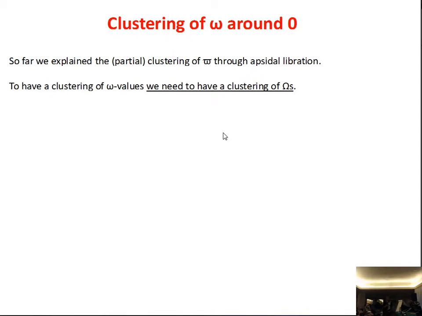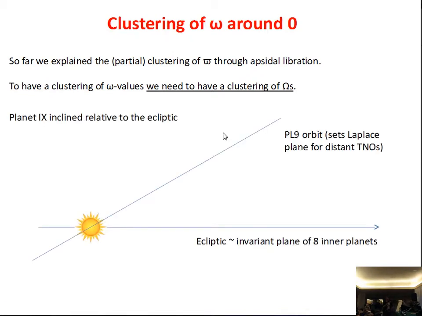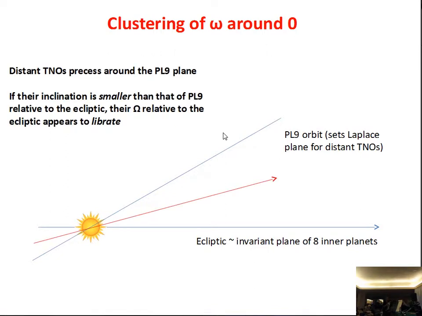So what happens is that if the orbit of Planet 9 is inclined, and Planet 9 is far away, then for the distant trans-Neptunian objects, the Laplace plane is not the invariant plane or the ecliptic of the 8 normal planets of the solar system. It comes very close or coincident to the orbit of Planet 9. So if you take a distant and elongated TNO, it will have an orbit. This orbit will precess, not around the ecliptic, but around the plane of Planet 9.